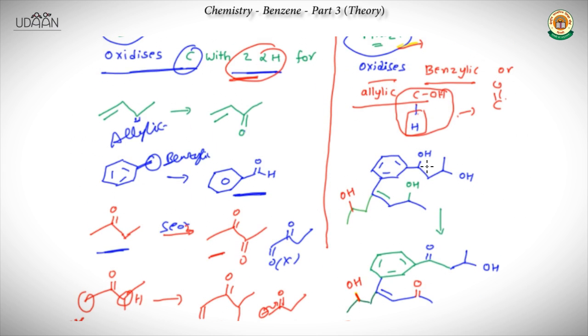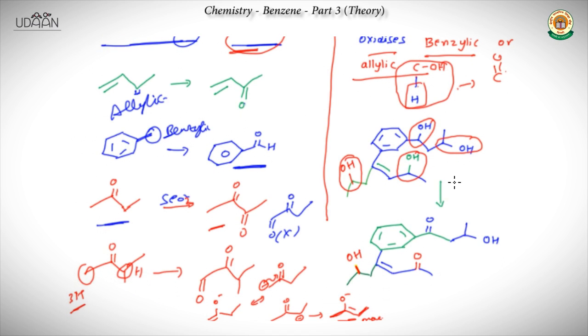Here you have a benzene compound, and you have a benzylic OH, and you have a non-benzylic OH, and you have a C double bond C, where you have an allylic OH, and here you do not have an allylic OH. This is non-allylic. Now if you treat it with MnO2, this benzylic and this allylic are getting converted to C double bond O, whereas this non-benzylic and this non-allylic are remaining as such.